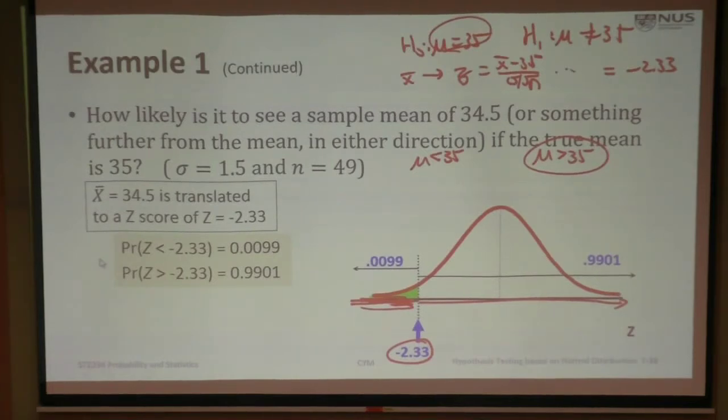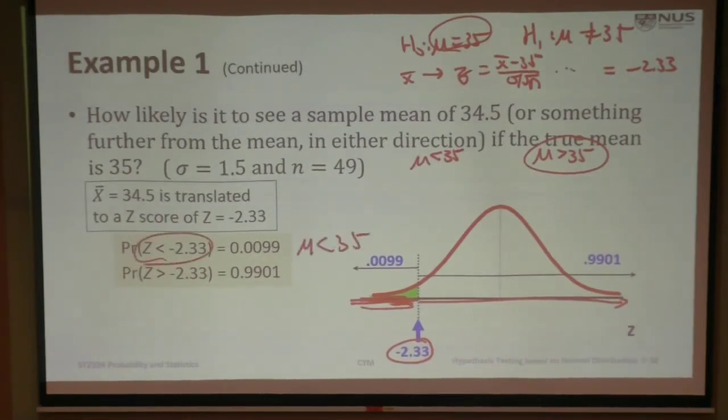Then what to do? This is considered extreme when you consider mu less than 35. For the other side, I should drop the word extreme, and look at the chance of being bigger. If I consider mu bigger than 35, I look at the chance of bigger than what I observed. What I observed is minus 2.33. What's the chance of bigger than what I observed? Very big chance, 99%. So if this is true, what I see is not extreme.